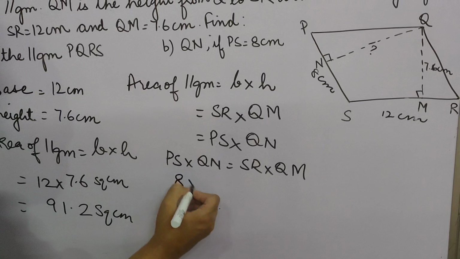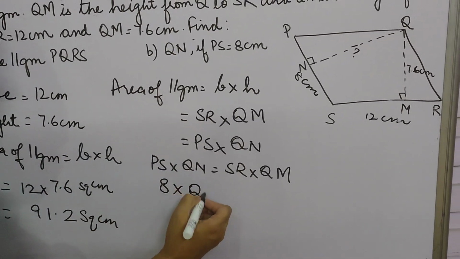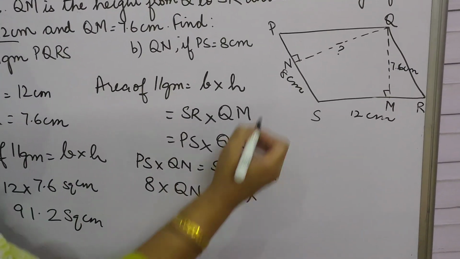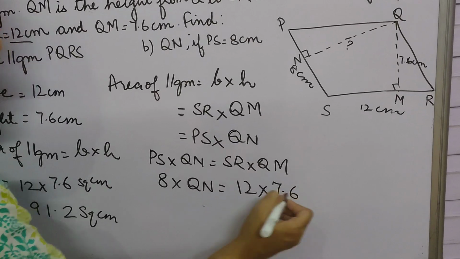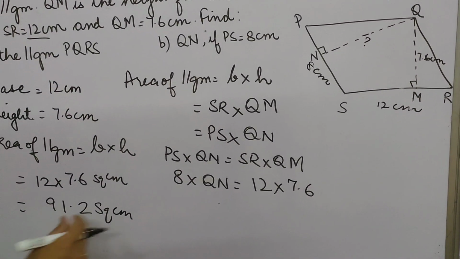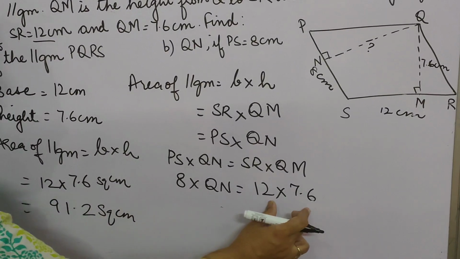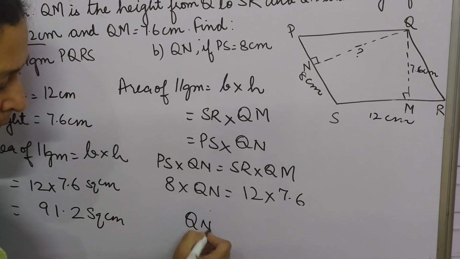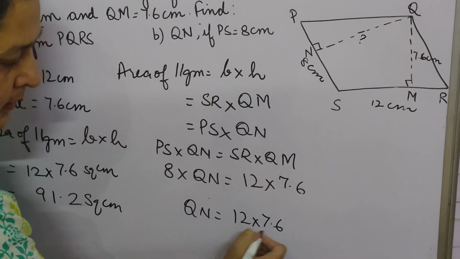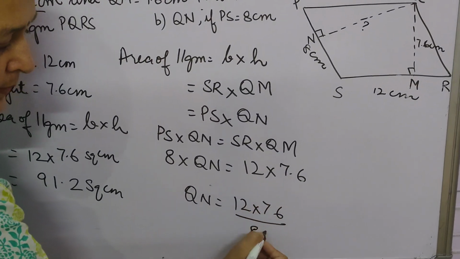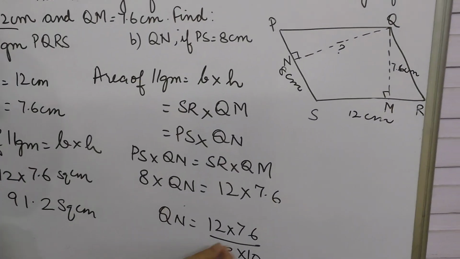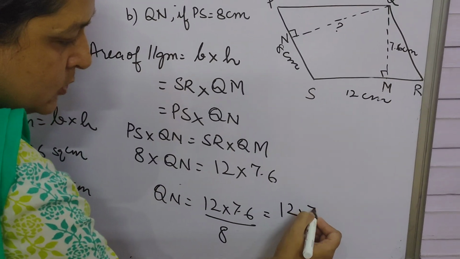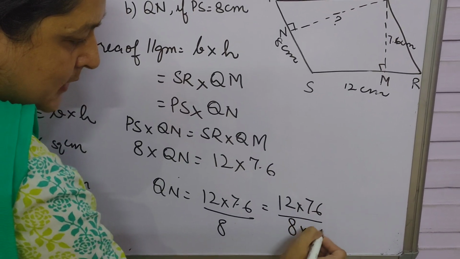Now how much is PS? It is 8. QN we have to calculate. SR we already know, 12 centimeter, and QM already we know, it is 7.6 centimeter. If you want, you can take it collectively as 91.2 also. Now 8 is here in multiplication. When it will go that side, it will go in division. Remove this decimal. You will have 10 in the denominator. Let me write this at another step so that you may not get confused.